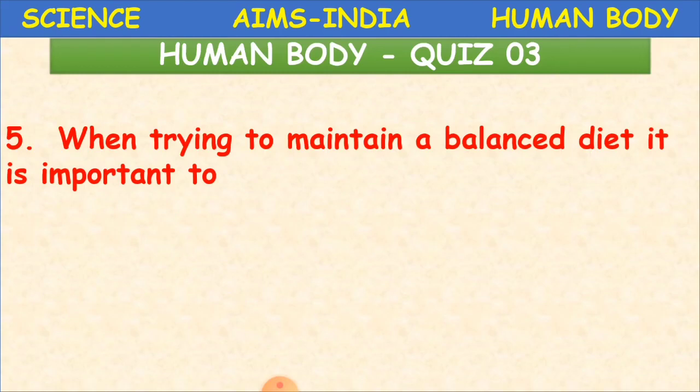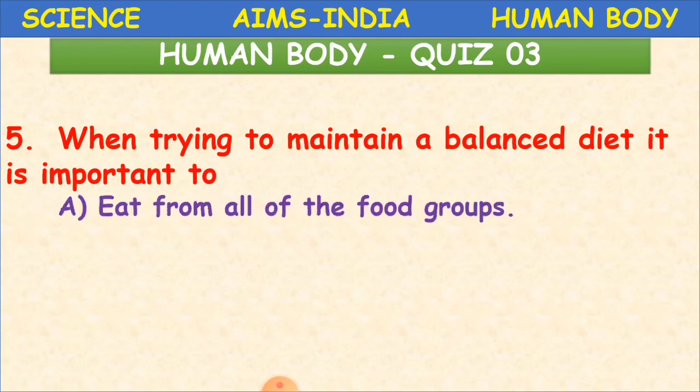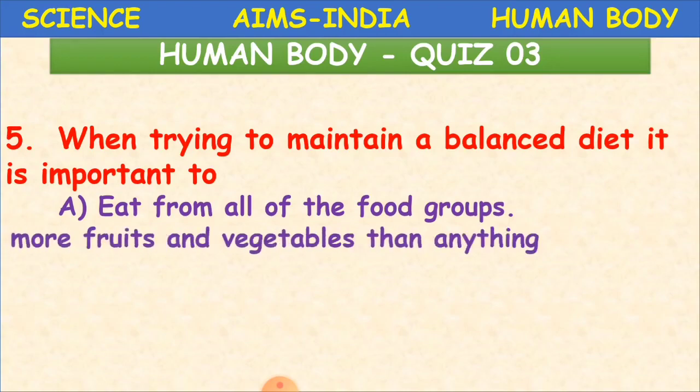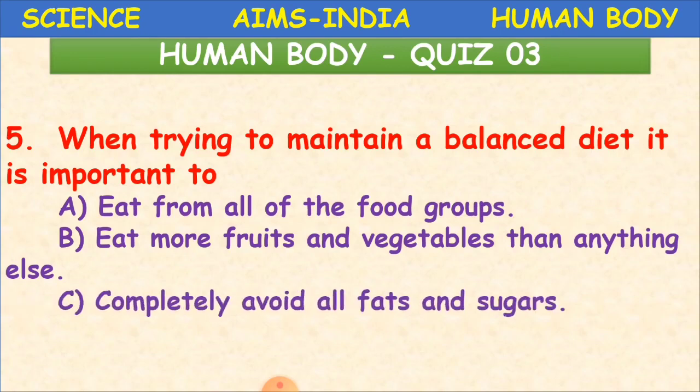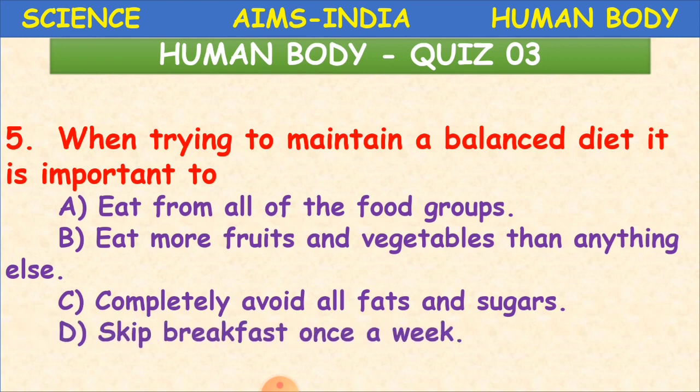When trying to maintain a balanced diet, it is important to what? Eat from all of the food groups, eat more fruits and vegetables than anything else, completely avoid all fats and sugars, or skip breakfast once a week. So maintain a balanced diet. In the sense balanced, it must have an equal balance.